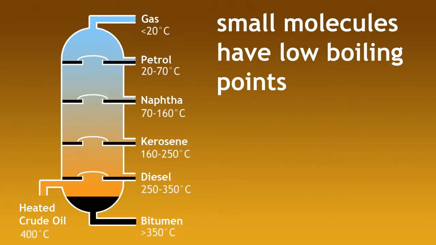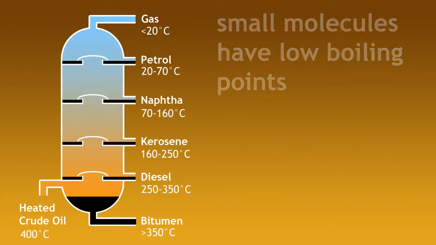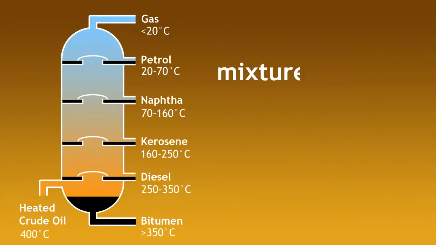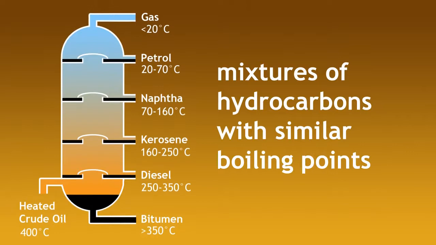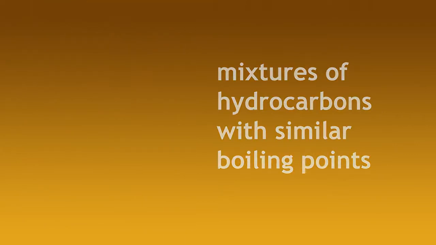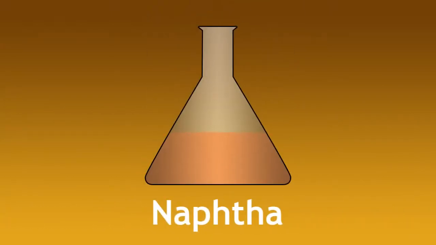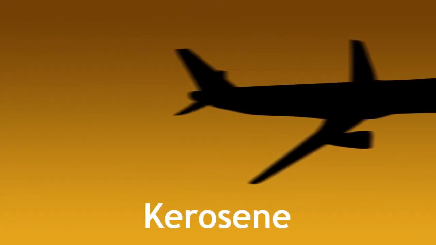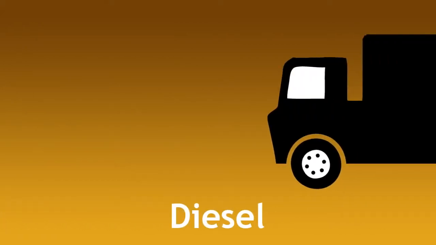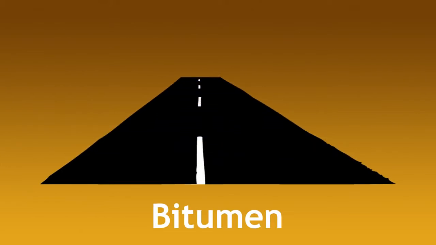As you can see, hydrocarbons with similar boiling points are collected in the same tray, and this is why they are known as fractions. They are mixtures of hydrocarbons with similar boiling points. Each fraction has some important uses. Some examples of fractions are petrol, useful as a fuel for cars; naphtha, used in the manufacture of chemicals; kerosene as aircraft fuel; diesel oil, used as fuels for vans, cars and lorries; and bitumen, a mixture of large chain hydrocarbons used to lay roads.